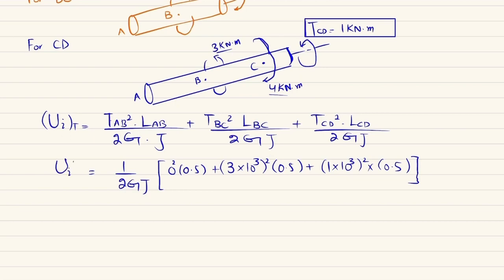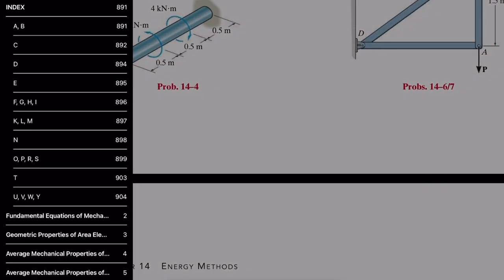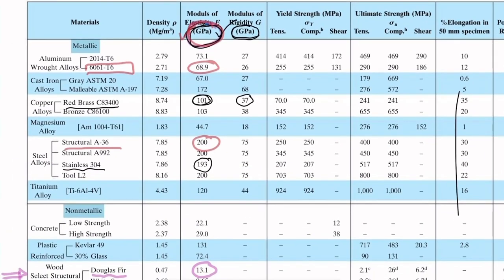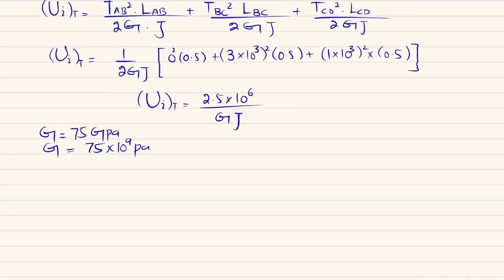This will give you strain energy due to torsion, and this energy will be stored in the material in the form of work done. So when you solve this, the whole term divided by 2 will give you 2.5 into 10 to the power 6 divided by G into J. Now G is the modulus of rigidity, and it can be obtained from the book, the mechanical properties table at the end of the book, for A36 steel. So again, you can see here that we have A36 steel. So modulus of rigidity G is 75 gigapascal, which is equal to 75 into 10 to the power 9 pascal. And J is the polar moment of inertia.